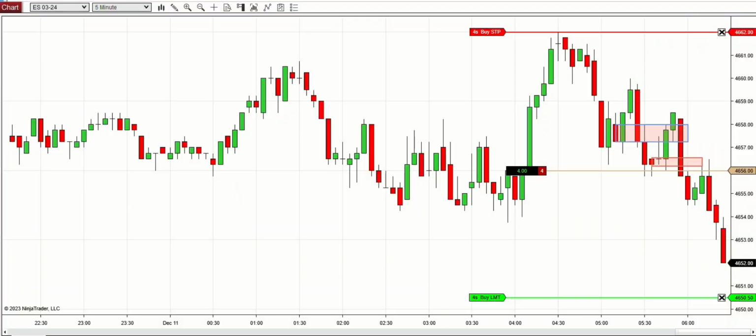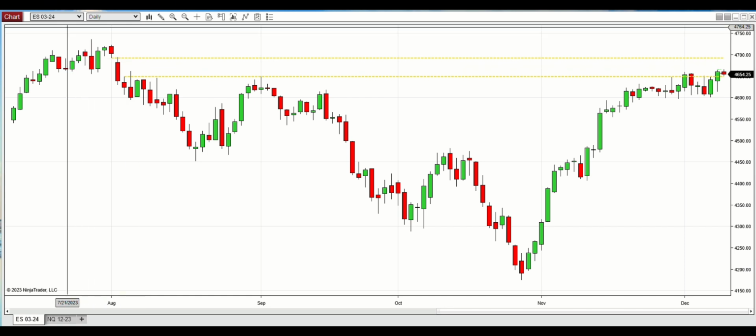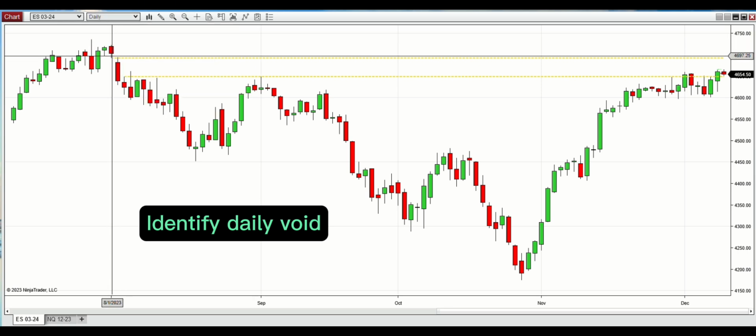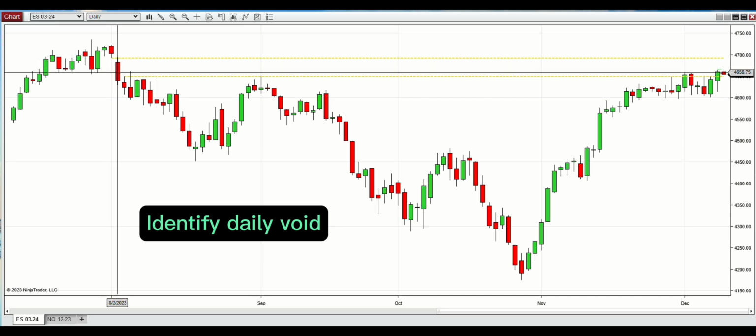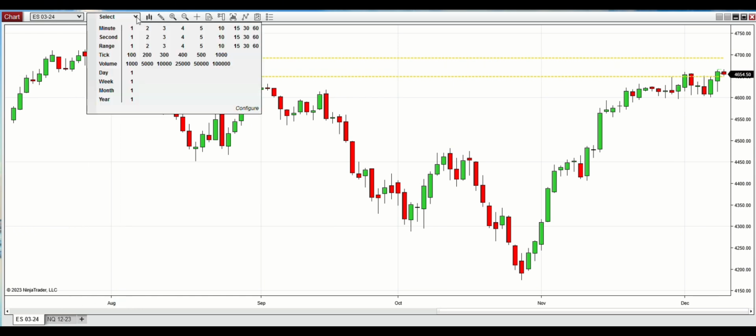So this is the trade that I'm in. I took this morning. So let's start from the beginning. I like to look at the daily chart. I've identified the daily void here, which you can see with the yellow line. I have the top and bottom noted, and price is currently in the middle of that void.